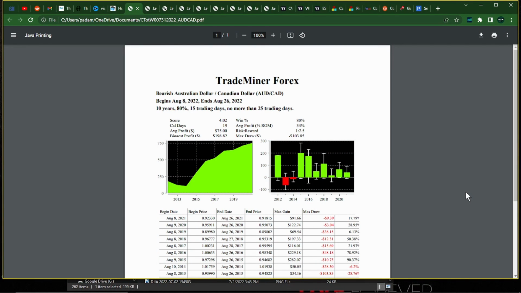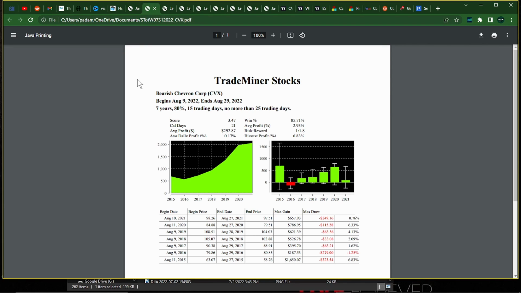Hey ForexMilitia, welcome to the Trademiner Picks of the Week, and we have the Forex, we have the stocks, and we have the futures. We have a bearish USDCAD, from August the 8th to August the 26th. A 10-year sample, with an 80% win rate, so that's pretty good.